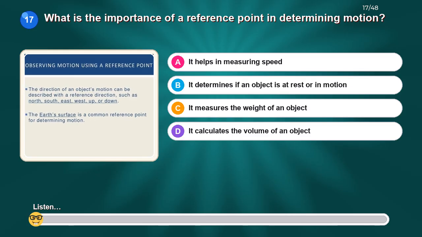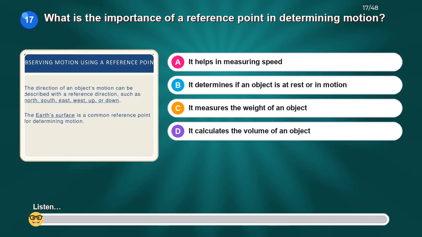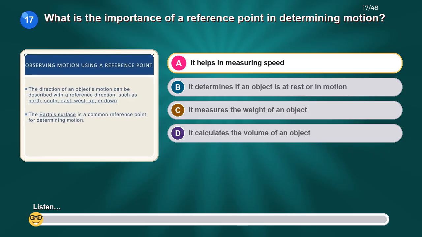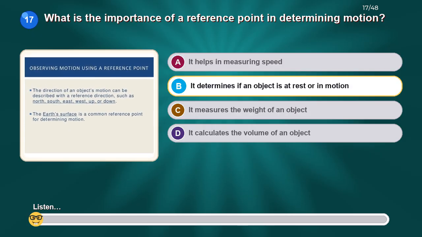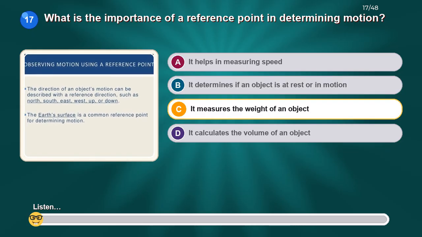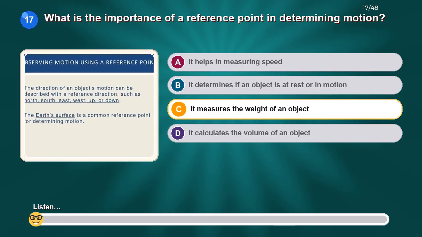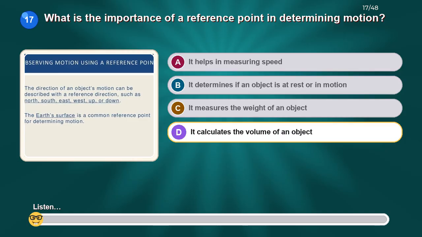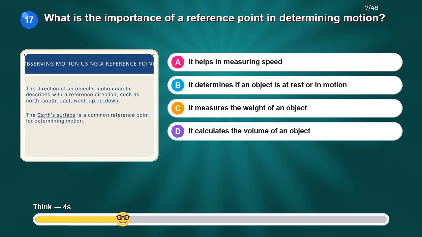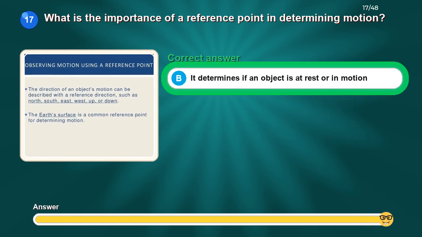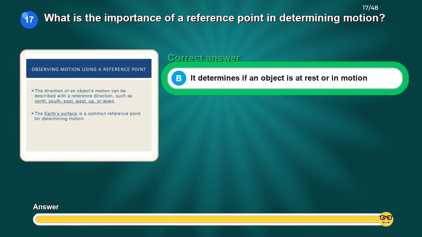What is the importance of a reference point in determining motion? Option A, it helps in measuring speed. Option B, it determines if an object is at rest or in motion. Option C, it measures the weight of an object. Option D, it calculates the volume of an object. The correct answer is, it determines if an object is at rest or in motion.